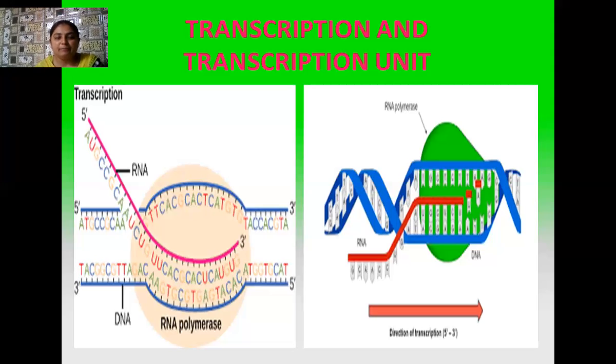Okay, students, I am going to proceed with the transcription unit. The first component I told you about is the promoter region. The promoter region is where the enzyme RNA polymerase, whose full name is DNA-dependent RNA polymerase, actually binds. A special factor is present there, known as the sigma factor. This sigma factor helps the RNA polymerase enzyme to bind with the promoter region.